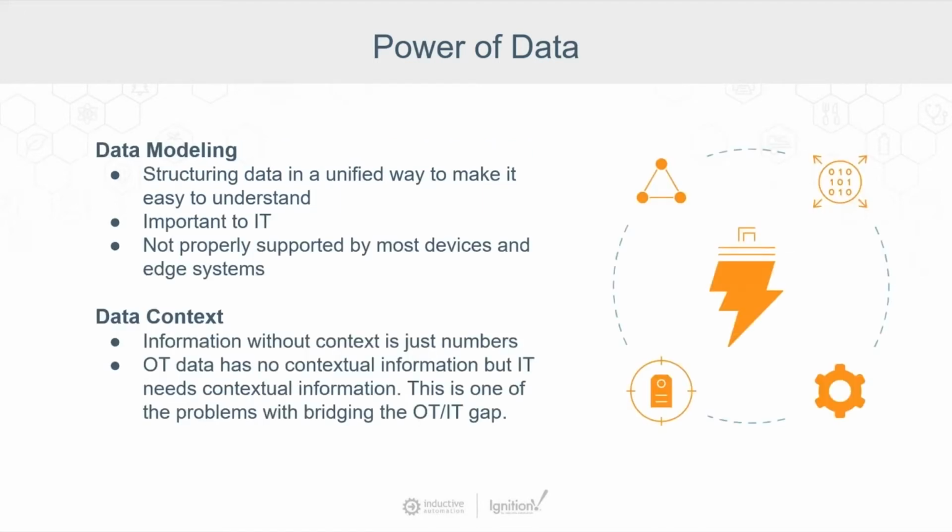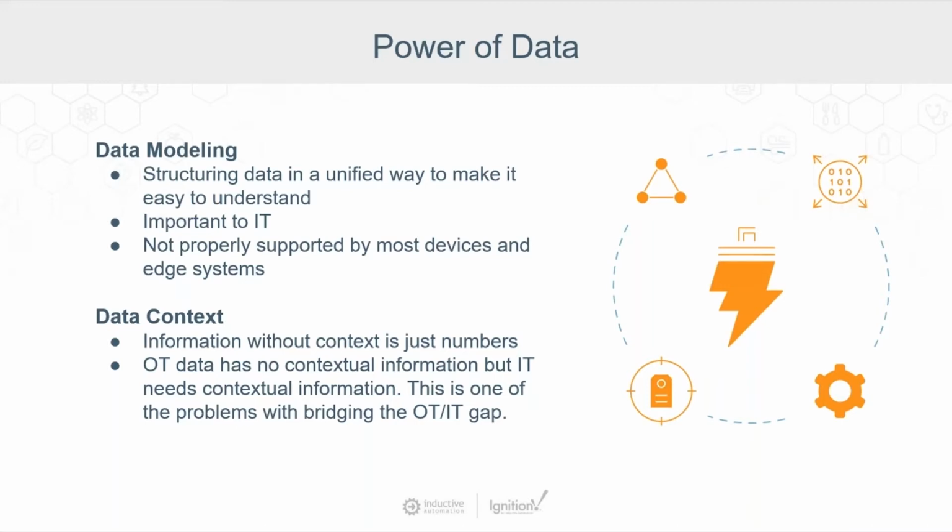So we're talking really today about two concepts: data modeling, which is the process of structuring data in a unified way to make it easy to understand. And we're basically modeling real-world objects out there, like compressors and lathe machines and CNC machines and a lot more. And of course, data modeling is very, very important to IT. It's also very important to the OT world, but it's not properly supported by most devices and edge systems in the OT space. So it's a very important concept, though.